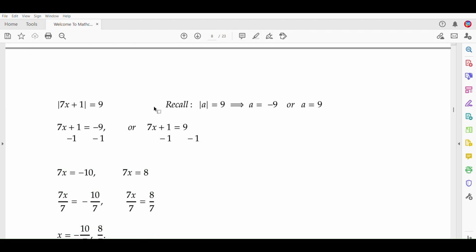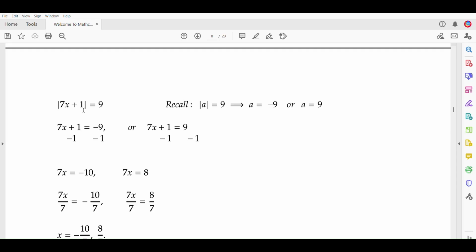Now, how do we handle absolute value? Recall, what is absolute value? The absolute value of a number is its distance from 0 on the number line. Absolute value of a is 9 means a could be negative 9 or a could be positive 9. There are two options for a. So the object inside the absolute value could be negative 9 or positive 9. So you have two equations now to solve without the absolute value.